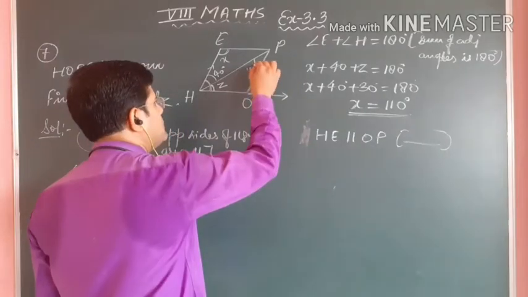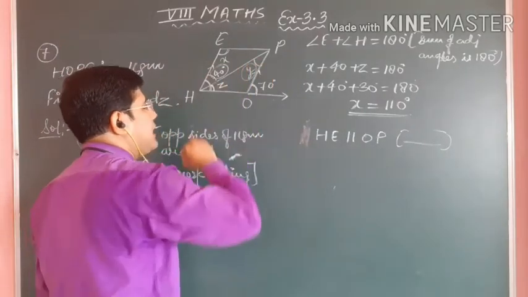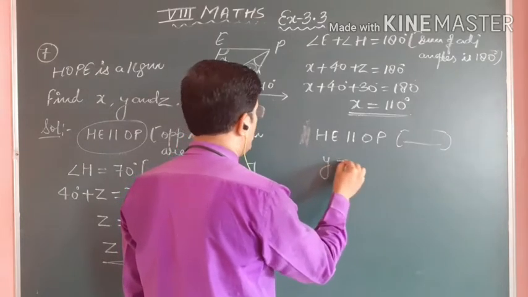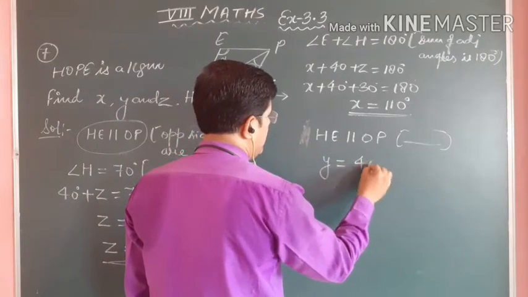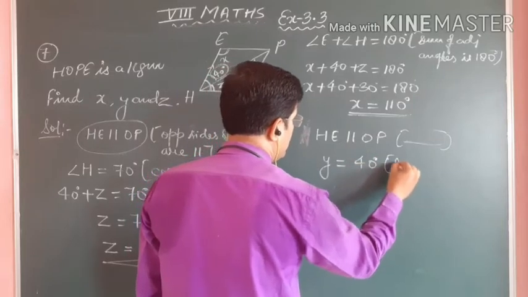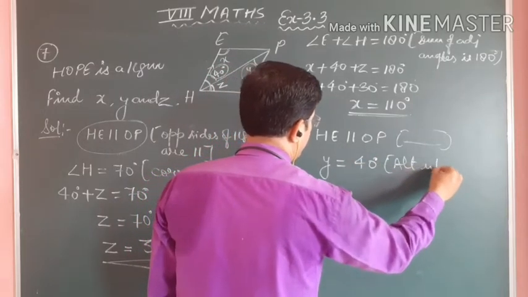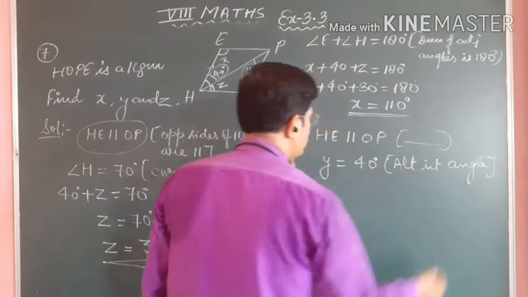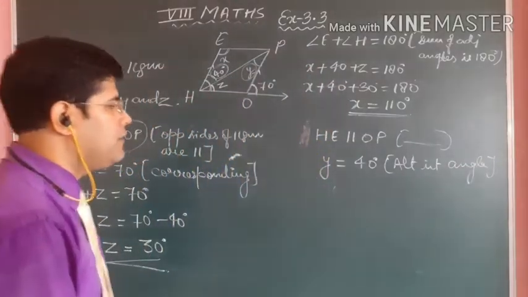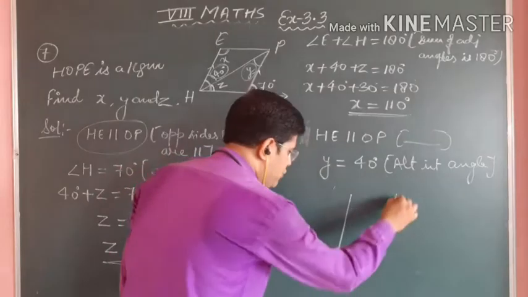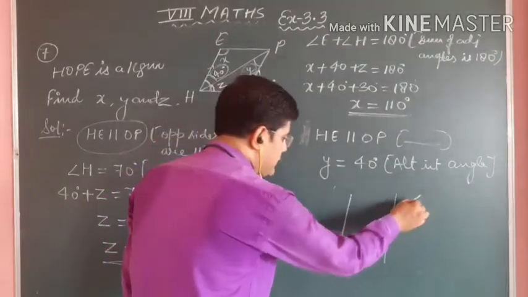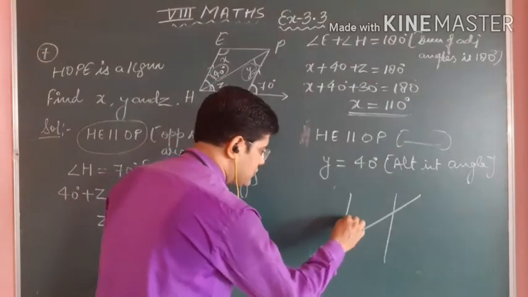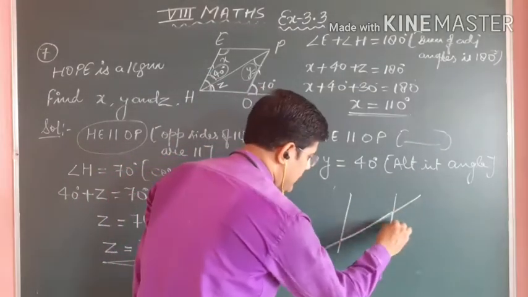Now by these angles form alternate interior, Y equal to 40 degree by alternate interior angles. I think that you might be confused about alternate interior. If two parallel lines are intersected by a transversal, then which angle forms Z like a structure? You can say Z like a structure.